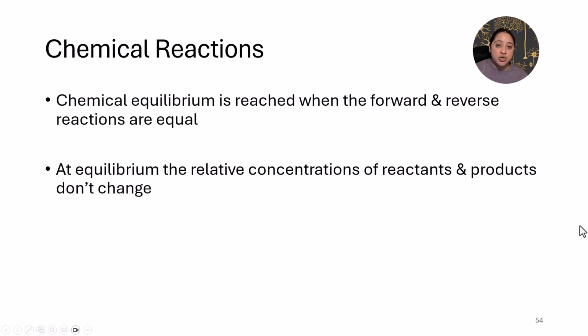And so chemical equilibrium is reached when the reverse and forward reactions are equal. At equilibrium, it's kind of going to go one way and then the other, but in total, the relative concentrations of reactants and products don't really change.